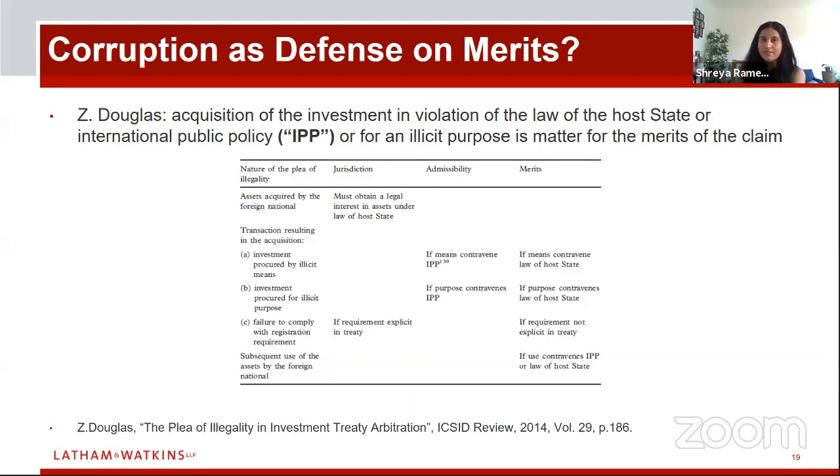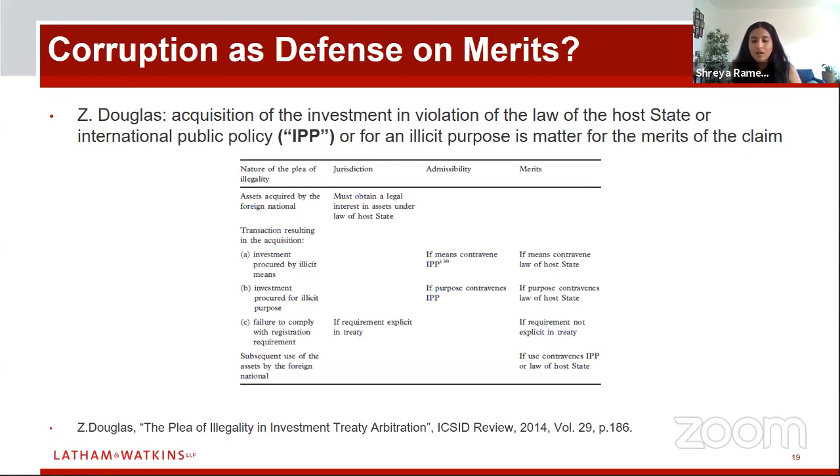Professor Douglas notes, similar to the Saba Fakes case that we just looked at, that to meet the jurisdictional threshold in investor-state arbitration, an investment must only be acquired by a foreign national and must have obtained legal interest in those assets under the laws of the host state. Nothing further technically is required for jurisdiction.